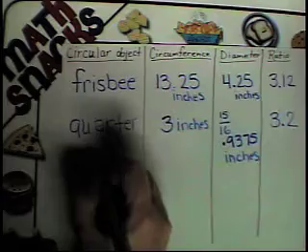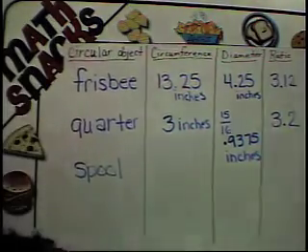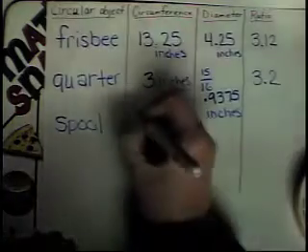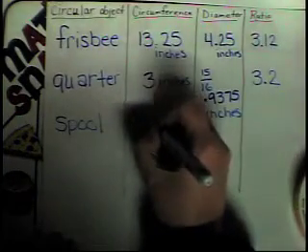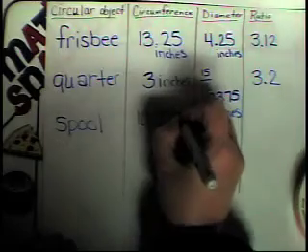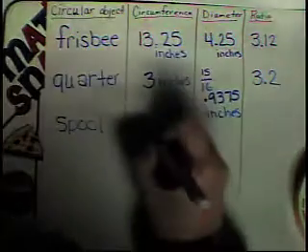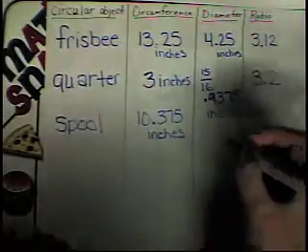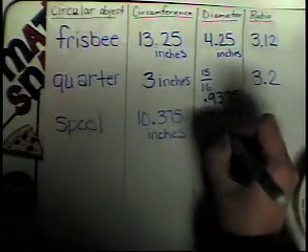Okay. Spool of ribbon. Spool. And this time the spool of ribbon was 10.375, which is actually, when I measured it, it was 10 3/8. So I've already done the division for you. Thank you. You're welcome. And that was in inches as well. And the diameter was 3 1/4, so it's 3.25.